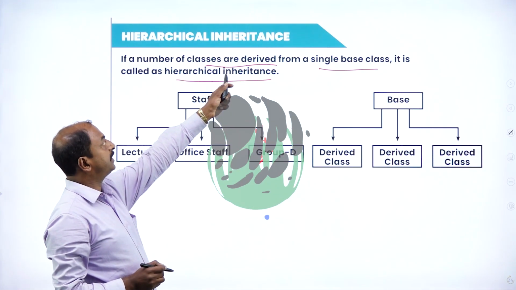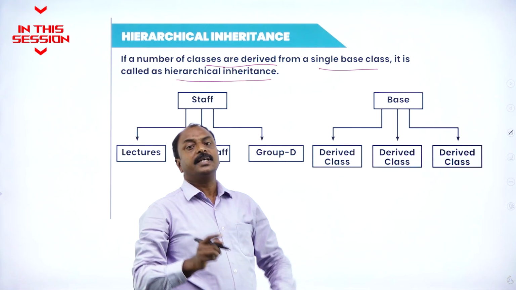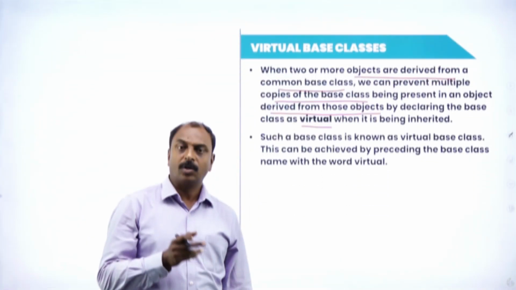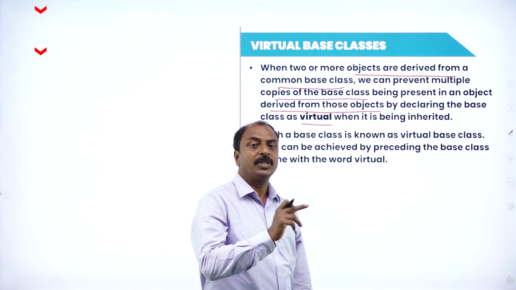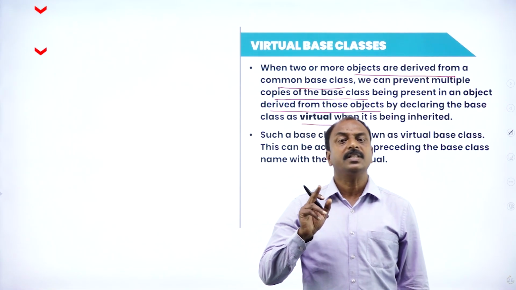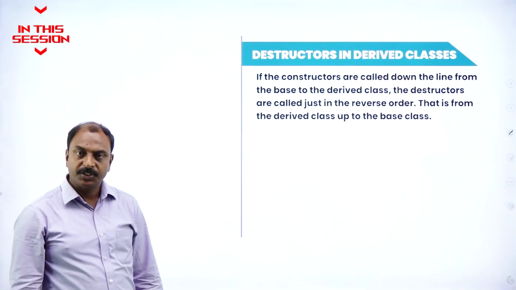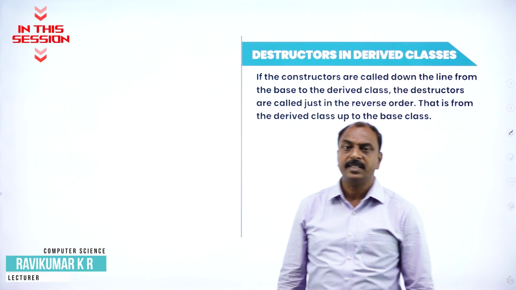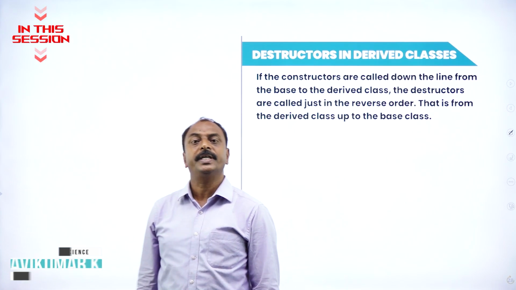If number of classes are derived from single base class, it is called as hierarchical inheritance. The copy of the object of a base class is present in all the three derived classes. Constructors are the one which has the same name as that of class and used to initialize the object of a class.